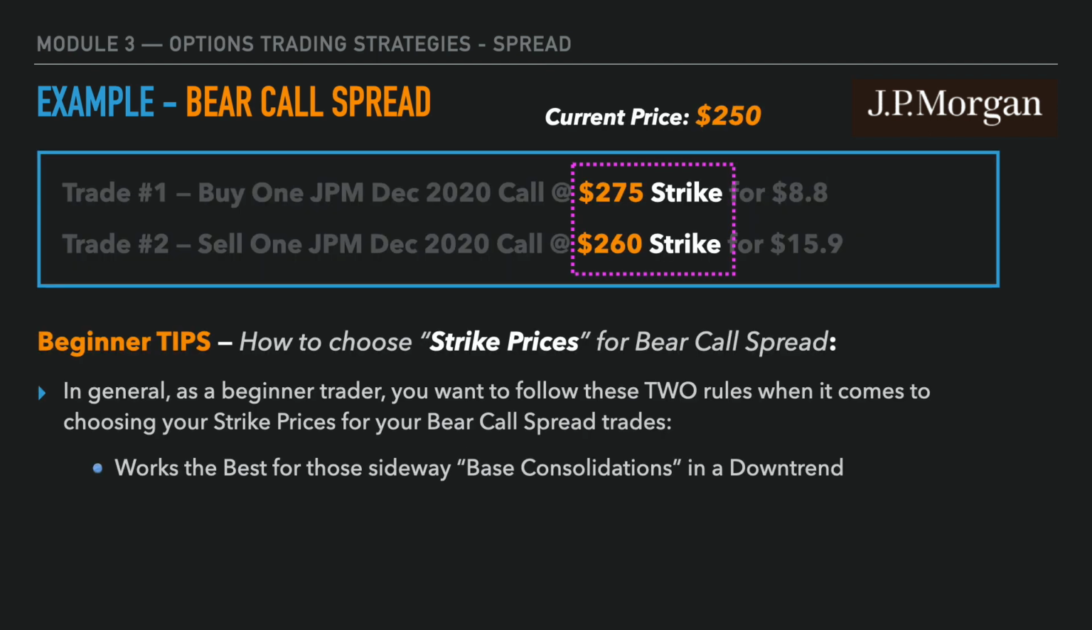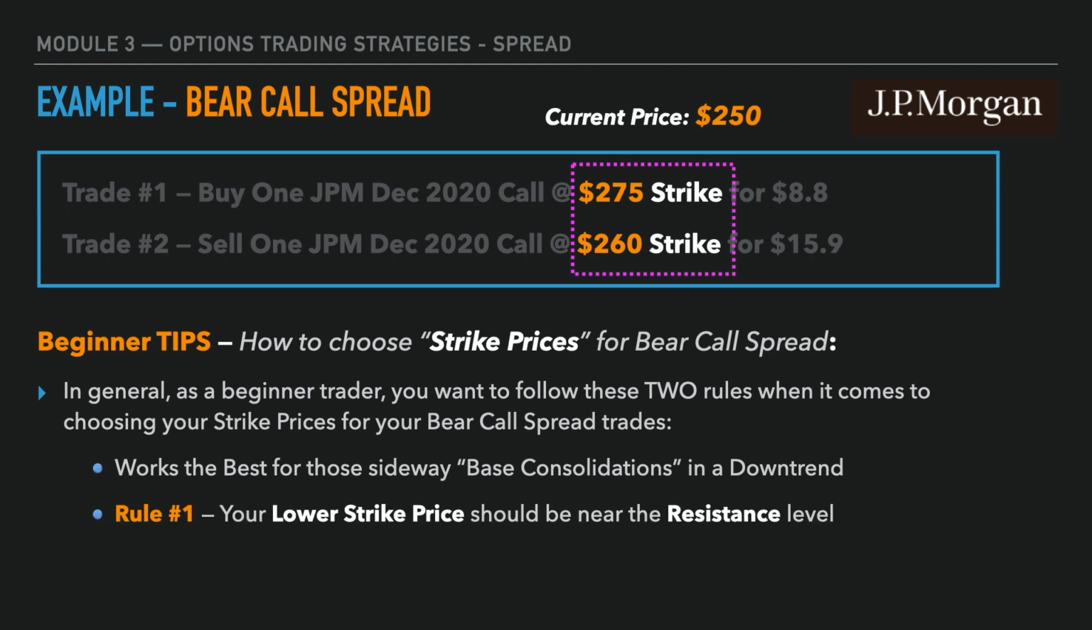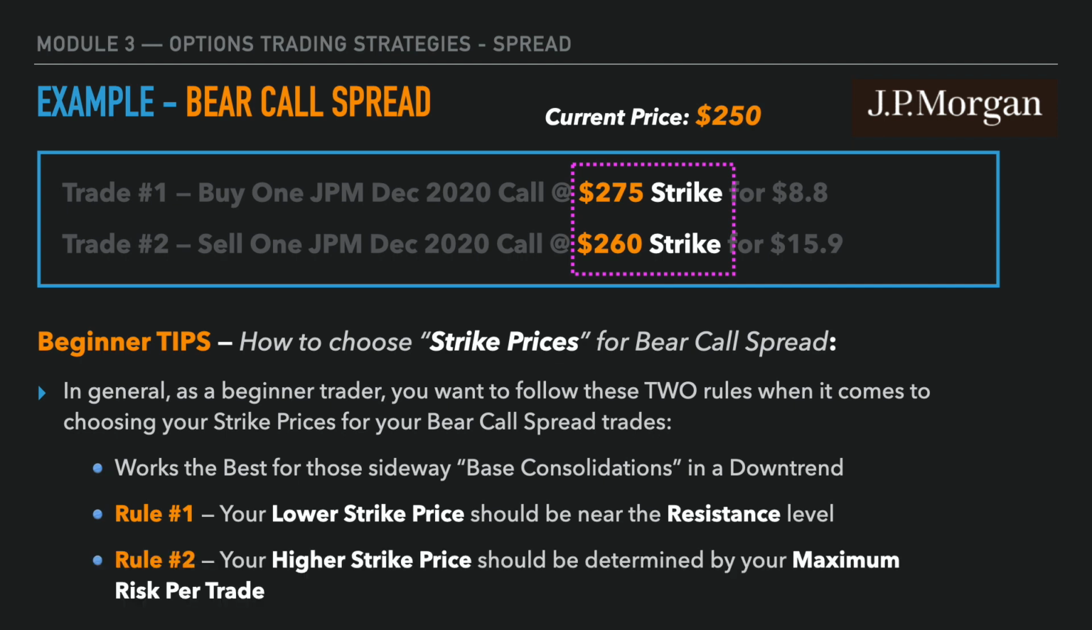Similar to the bull-put spread, choosing the right strike prices for bear call spread trades also follows these two rules for all the beginners. Rule number 1, your lower strike price should be near or at the resistance price level. This is the price which you believe the underlying stock price will not break in the near future. And then rule number 2 is that your higher strike price should be carefully calculated by your maximum risk per trade.